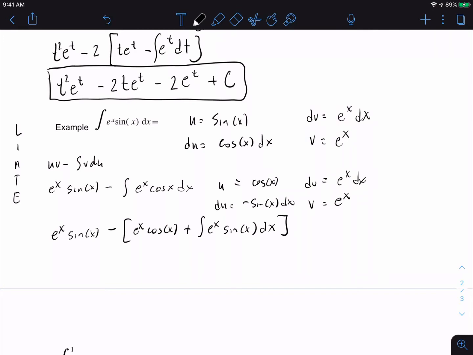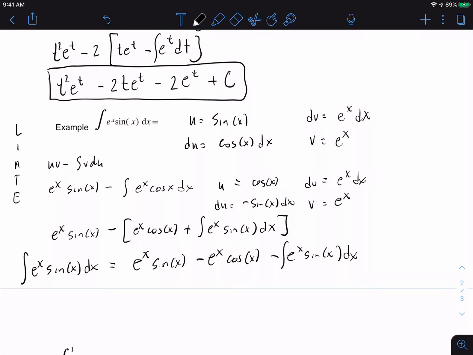Agree. Okay, now, something crazy. I'm going to write the original problem. So the original problem is the integral of e to the x sine of x dx is equal to this thing that we've got. Do you guys notice anything? The original equation is in the solution. Awesome. The original problem that we have is part of the solution.